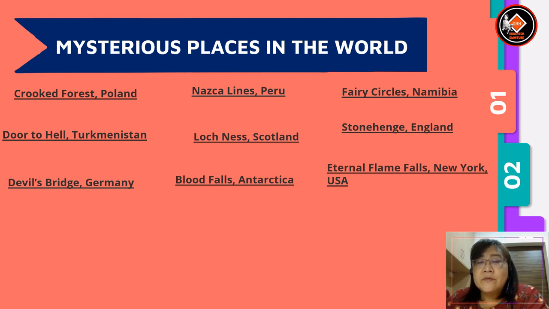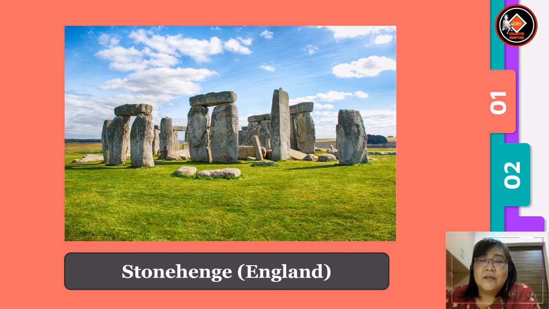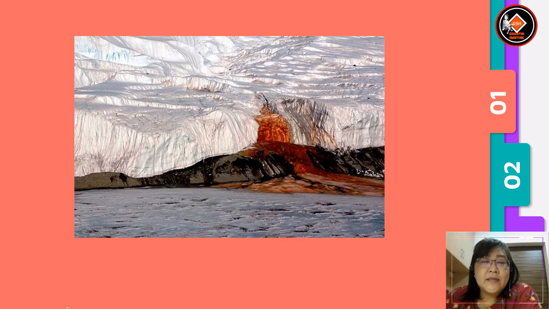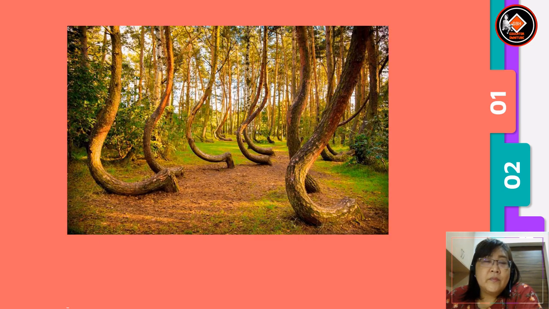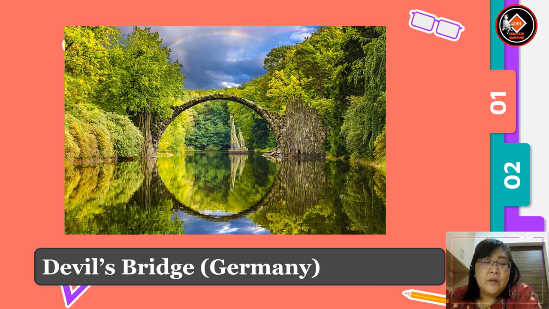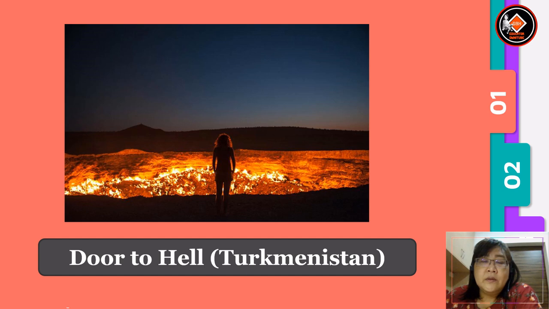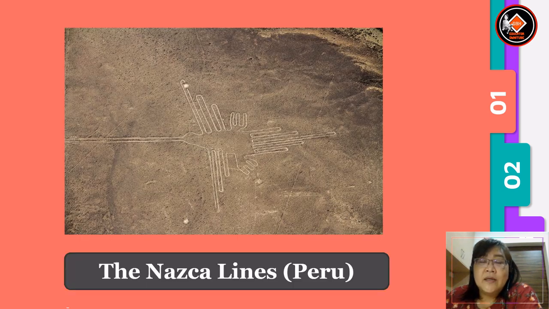So just now we have 6 pictures. Can you name the places? The first picture here, it is Stonehenge, England. The second picture is Blood Falls, Antarctica. Third is Crooked Forest, Poland. The fourth is Devil's Bridge, Germany. And then we have Door to Hell, Turkmenistan. And then the last one is the Nazca Lines in Peru.